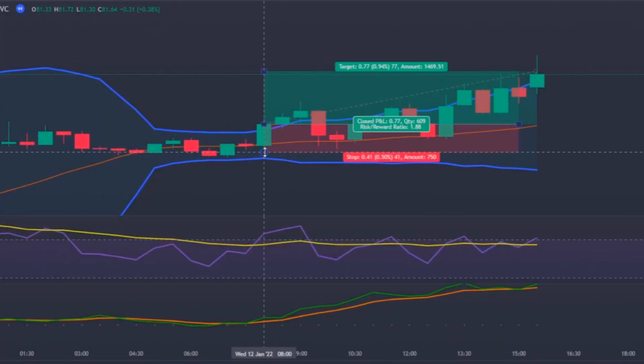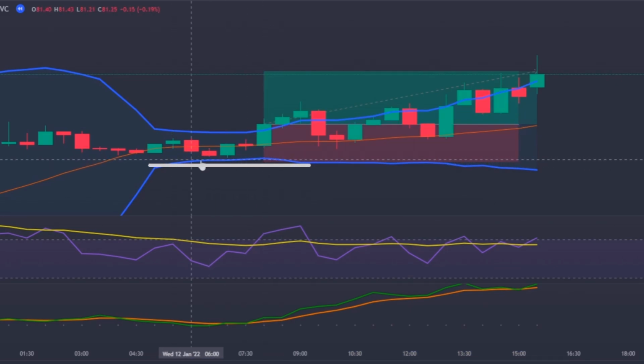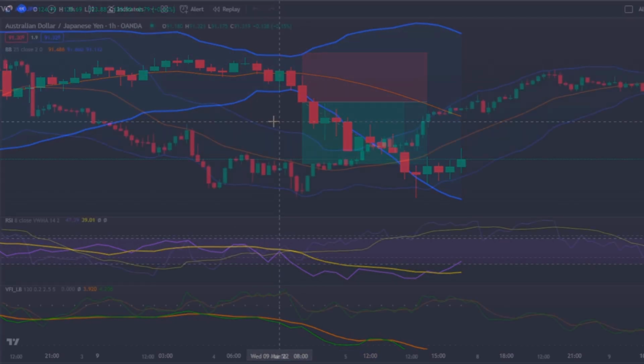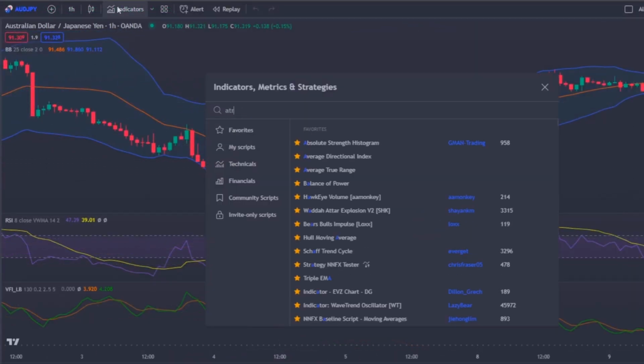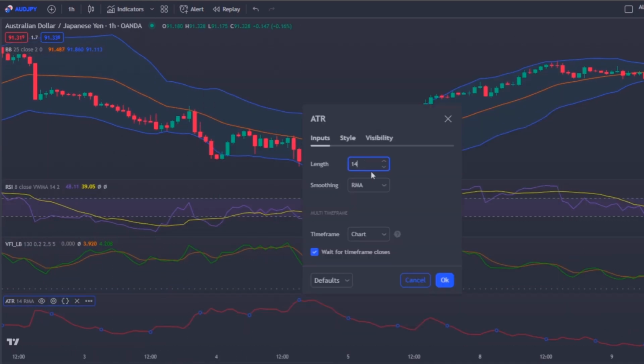For the strategy's risk management, you can place the stop losses on the last swing lows for long positions or on the last swing highs for short positions, but I will use the ATR indicator to place them, because for me it's the best and easiest method to do it.